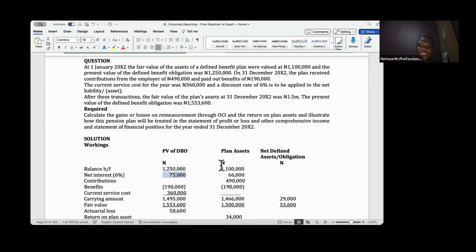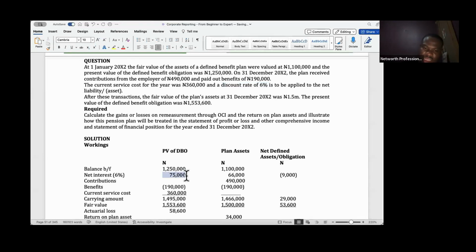And also, if I apply 6% on 1.1 million, that gives me 66,000. This is the 6% I'm using, the discount rate. They already told us that it will be applied on the net asset or liability. So usually what we recognize in the books for this interest is the net. Because the liability is higher than the assets and the difference is 9,000 here, I'll put it in brackets so that they will know that it will be an expense, since it is a liability.